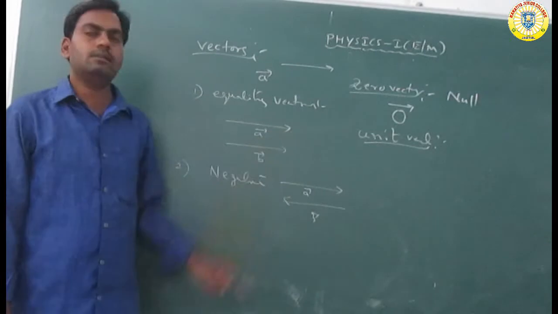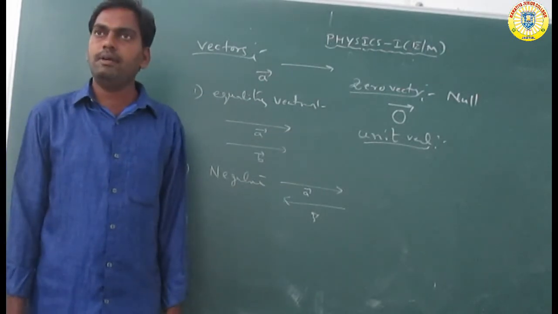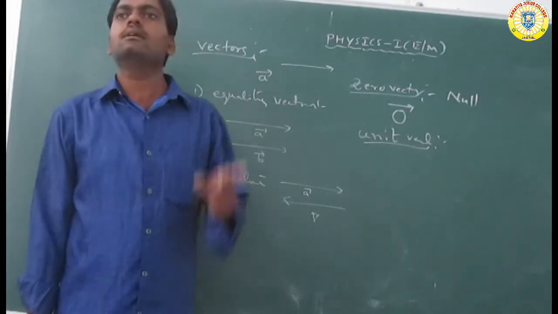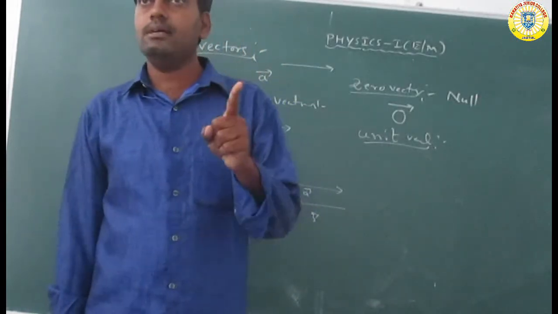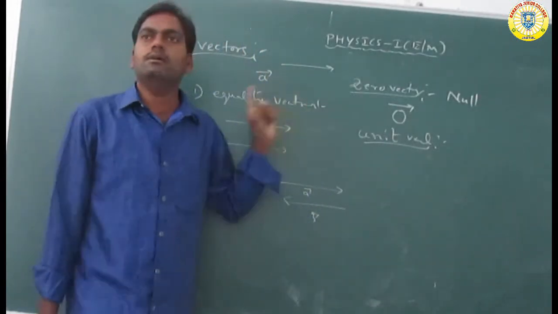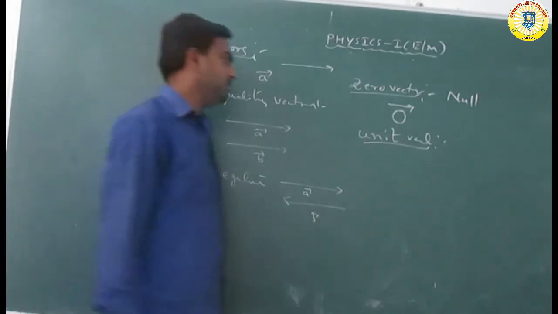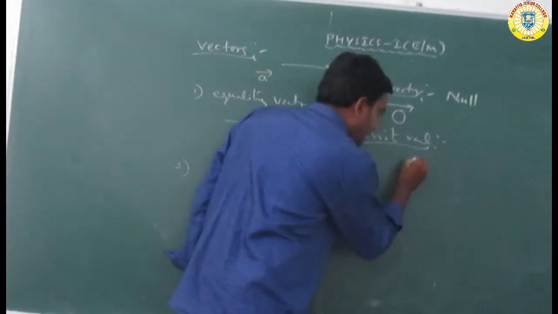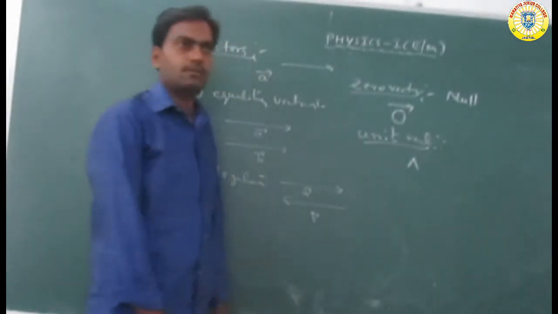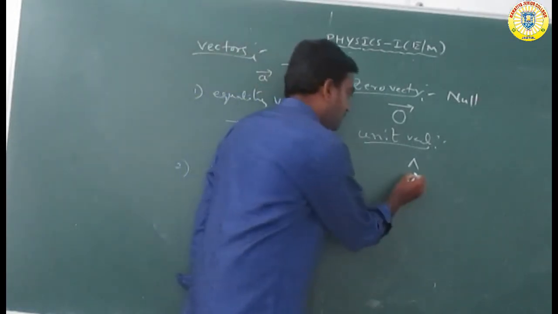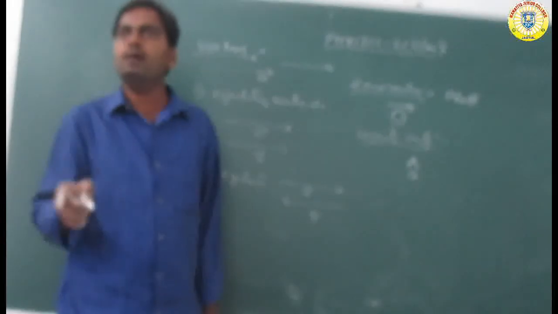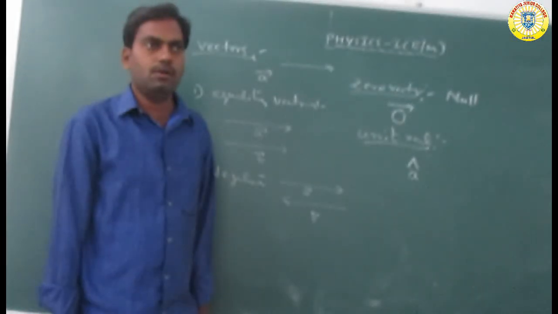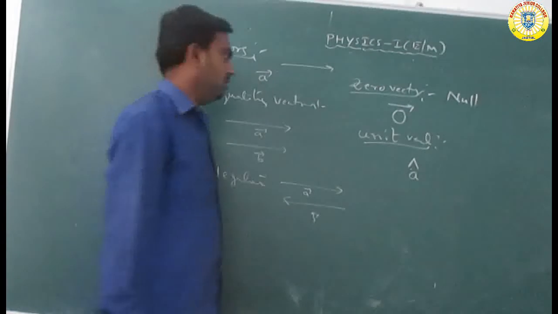Another vector is the unit vector. A unit vector means the magnitude is 1 unit. Got it? A vector with magnitude 1 unit is called a unit vector. A unit vector is represented by the cap symbol. For example, A cap means A is a unit vector. Got it?